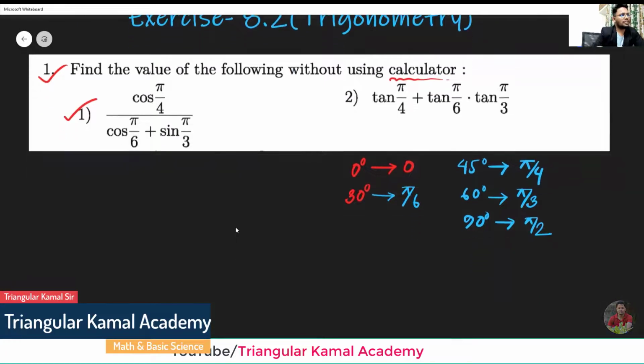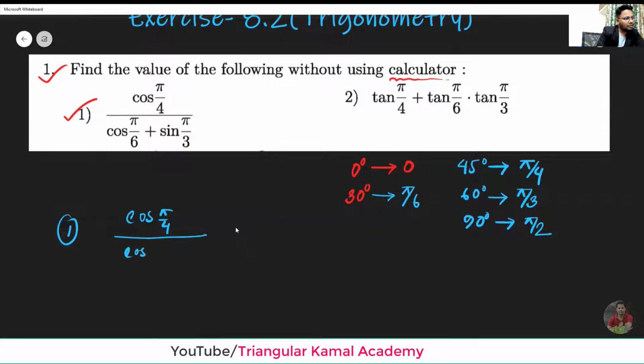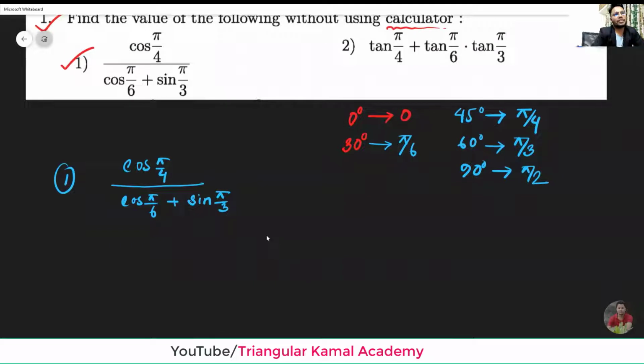So now first math here, number 1, cos pi by 4 divided by cos pi by 6 plus sine pi by 3. So here pi by 4 means 45 degree. So this one is cos 45 degree. Pi by 6, 30 degree. That means cos pi by 6, that we have to put here value of cos 30 degree. Then sin pi by 3, sin 60 degree.